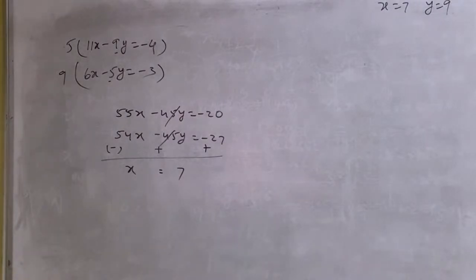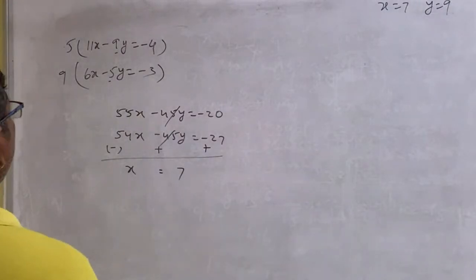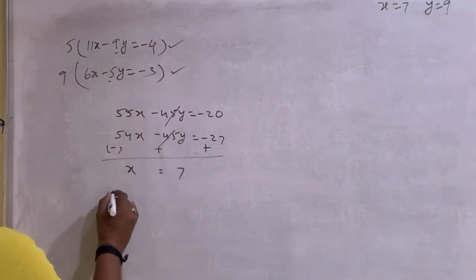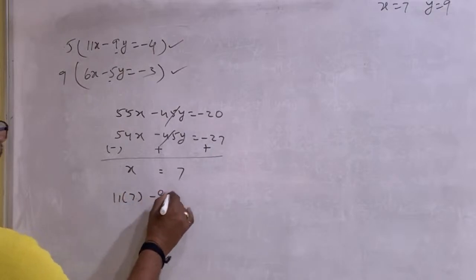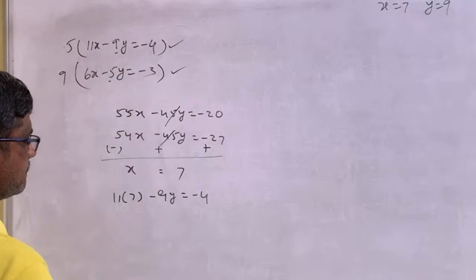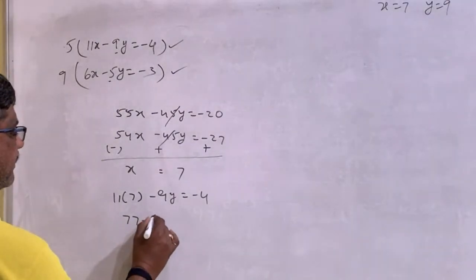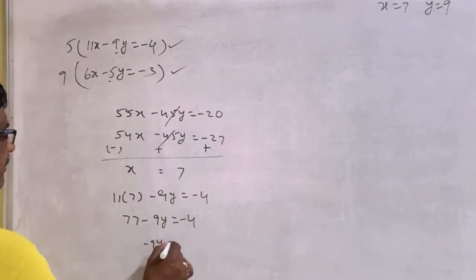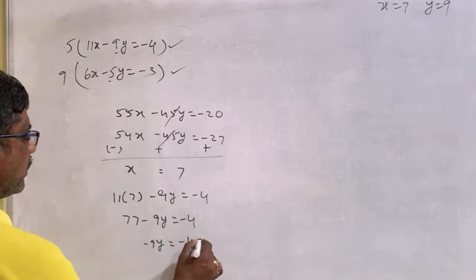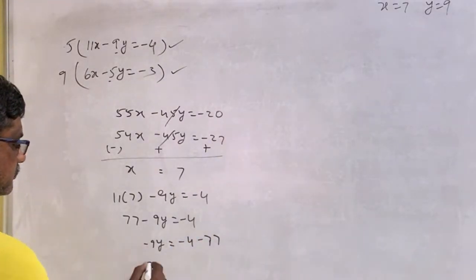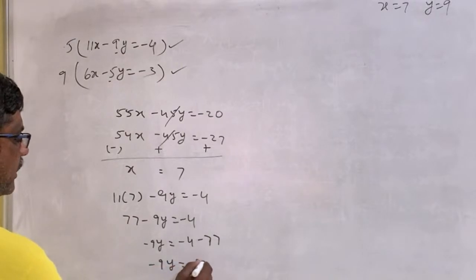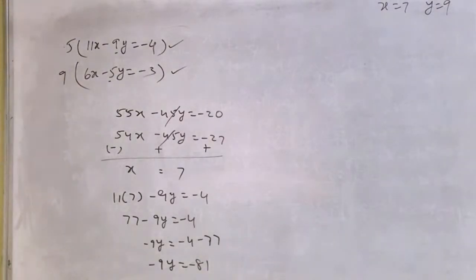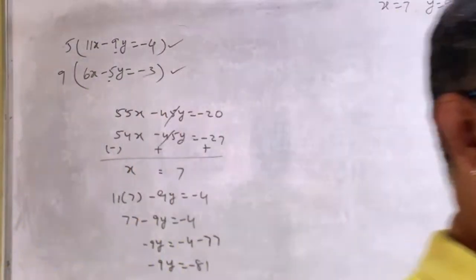Now, find y. You can substitute in either equation, your wish. 11 into 7 minus 9y is equal to negative 4. 77 minus 9y is equal to negative 4. Minus 9y is equal to negative 4 minus 77. Minus 9y is equal to negative 81. y is equal to 9.